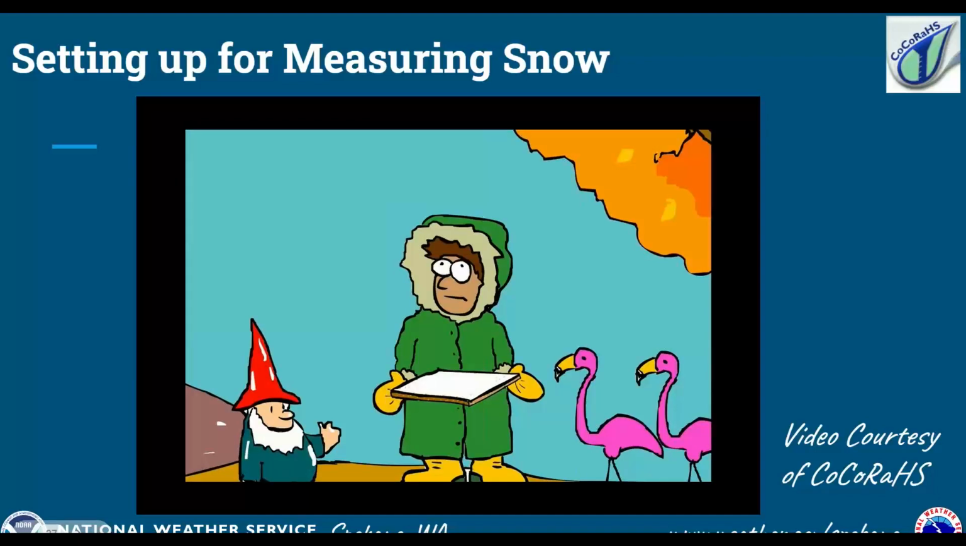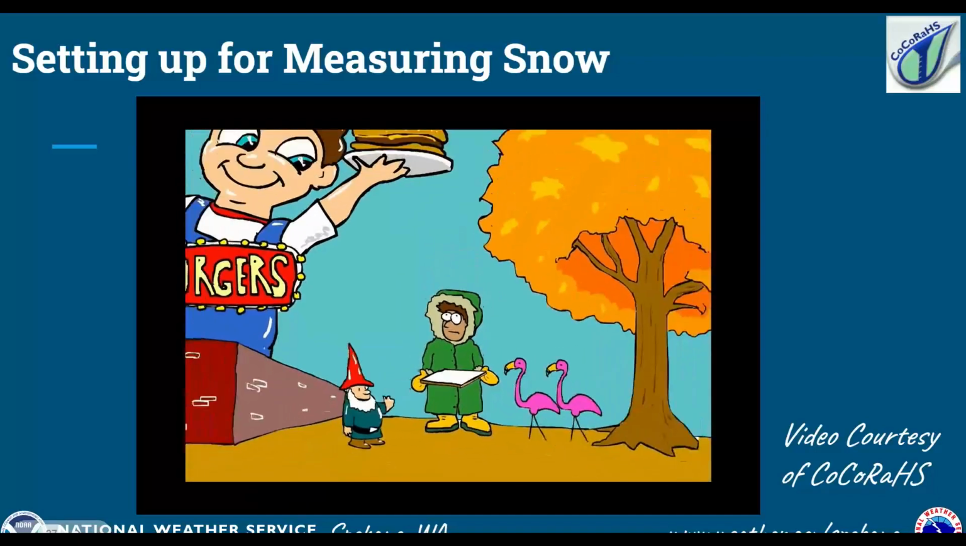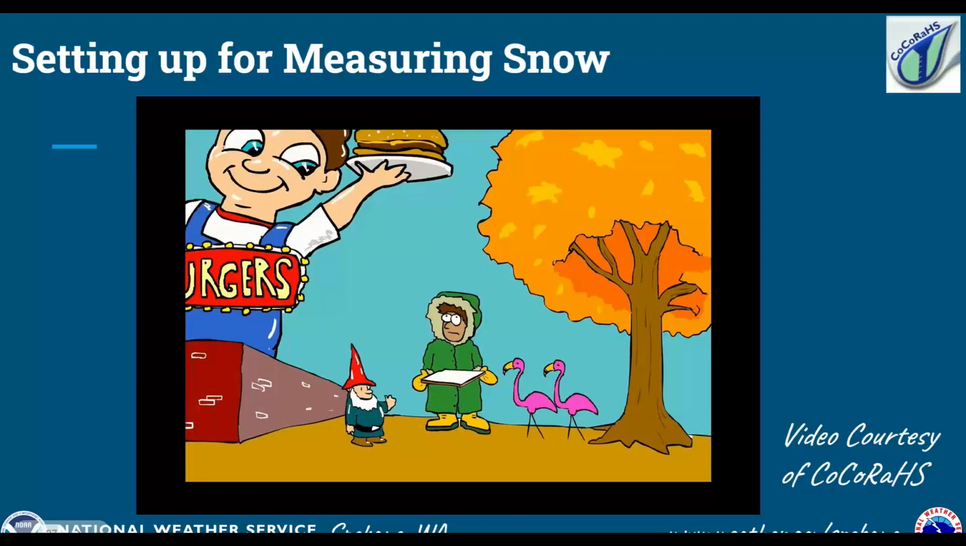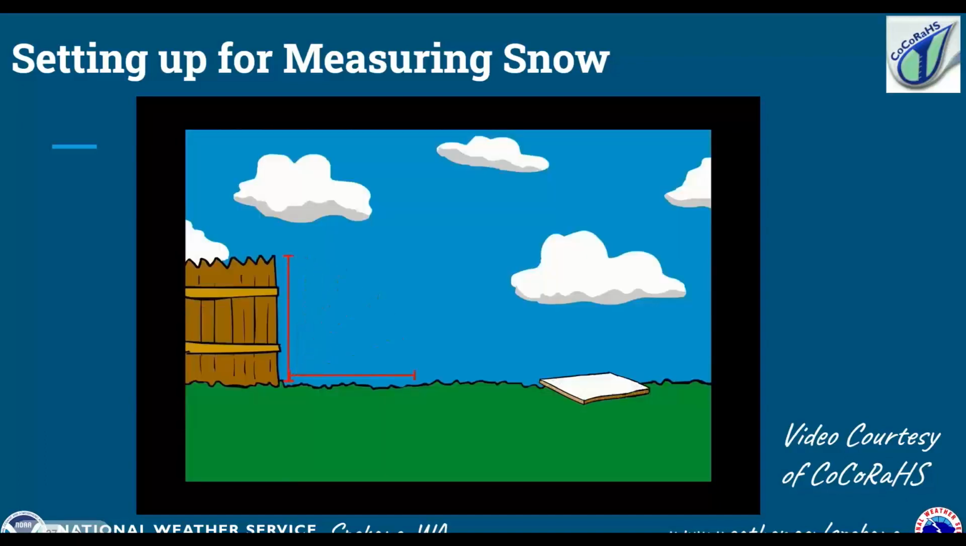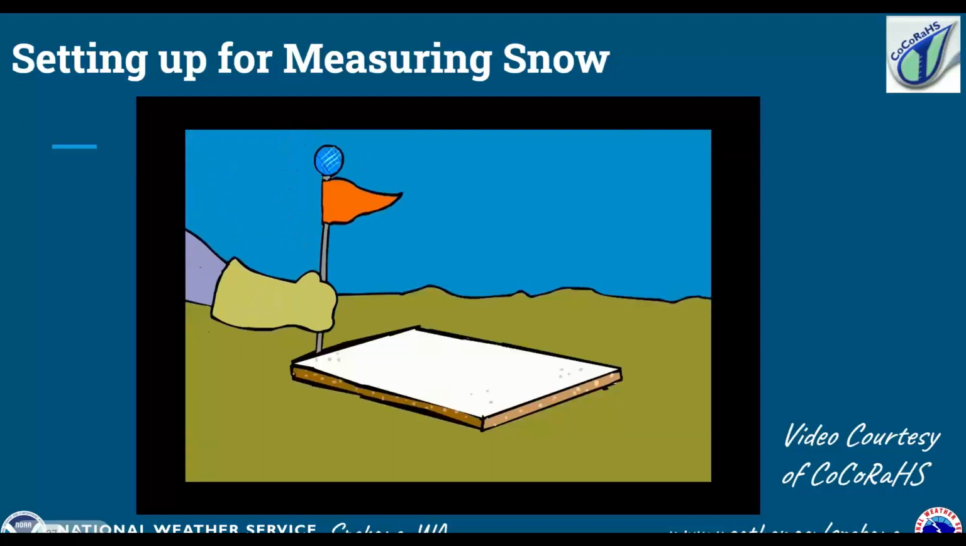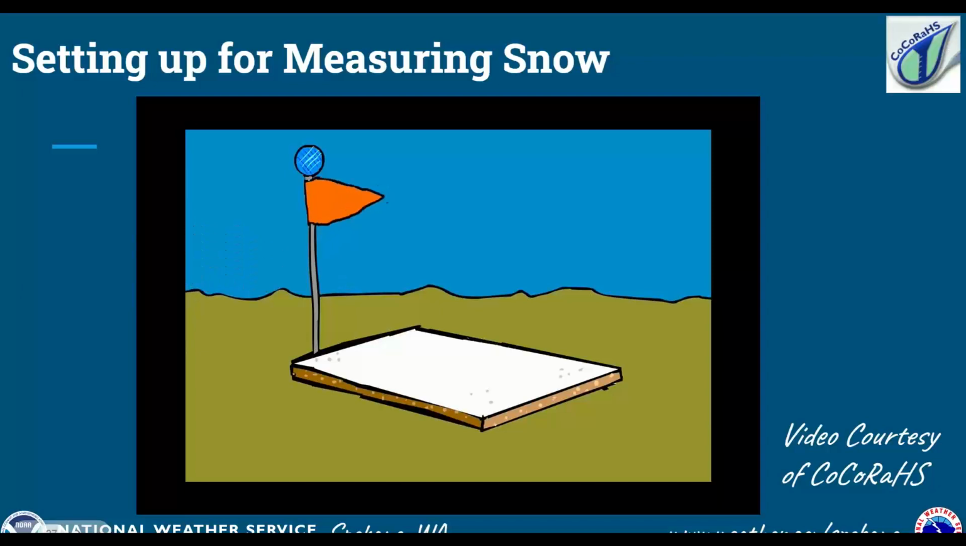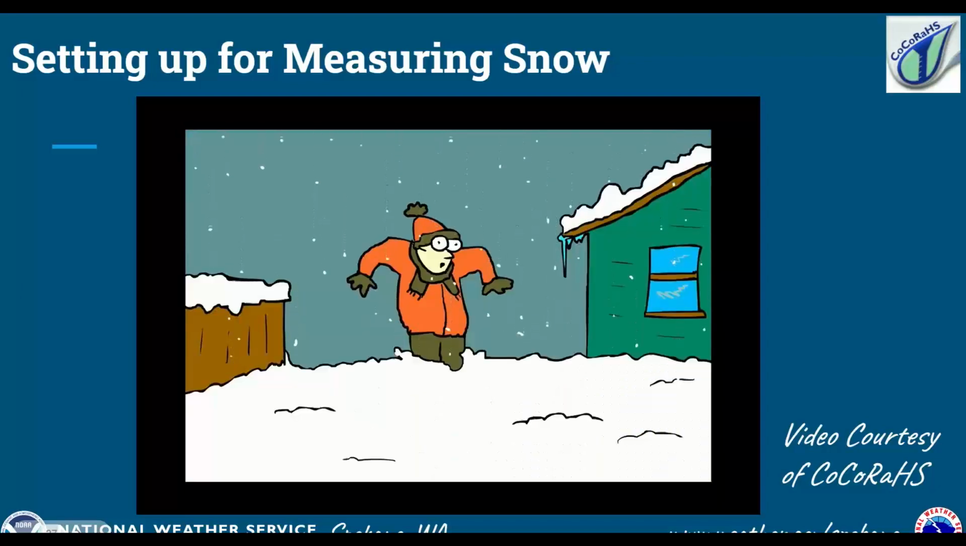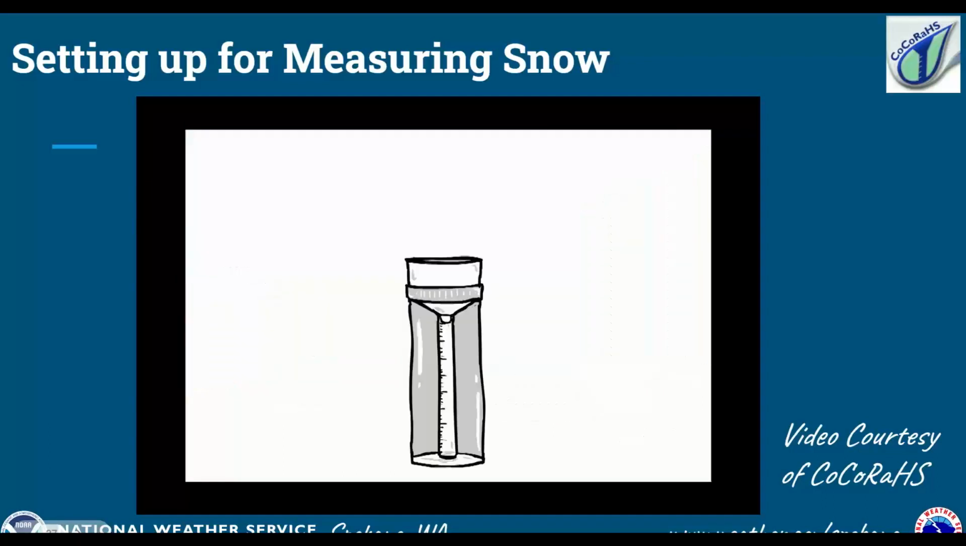So setting up for measuring snow. Okay, so you're going to have your gauge put somewhere in your yard that is away from objects, and likely your snowboard as well. So not under a tree, not under the eaves. We want to have it away from anything that could hamper your snow measurement. So primarily in the middle of the yard. Also key is put a little flag or reflector by your snowboard because when the snow does fall, you want to know where that board is.